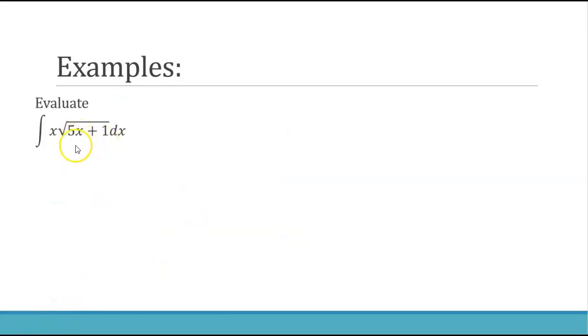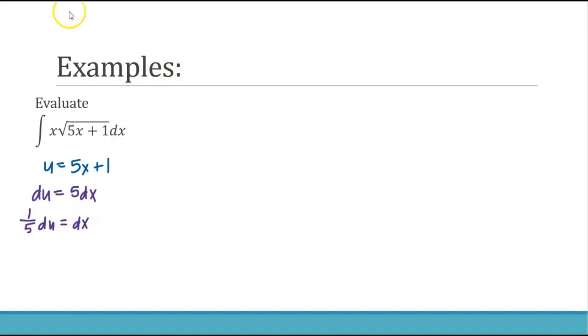In this example, I want to evaluate the integral of x times radical 5x plus 1 dx. So this one's going to work out a little bit different. We're going to go ahead and start in a similar fashion. We're going to let u be the inside of this square root function. So we're going to let u equal 5x plus 1. All right, well now du is going to be 5 dx. Well, I need to get rid of an x dx. So what I'm going to do right here is I'm going to say, well, 1/5 du is equal to dx.